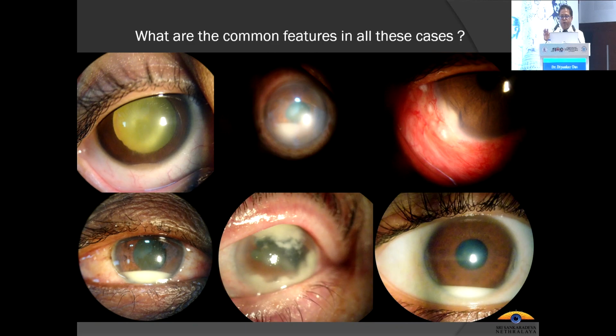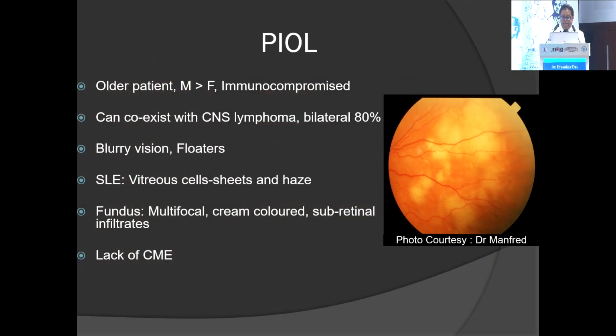Now you see, I'm showing you 6 pictures of tumor masquerades, okay? These patients presented, and I found on investigation that all of them had an underlying cancer. In vitreoretinal lymphoma, basically older patients present with this, mostly male more than female. You can see it in immunocompromised as well as immunocompetent patients. Most important, it coexists with CNS lymphoma, and bilateral involvement is around 80%.